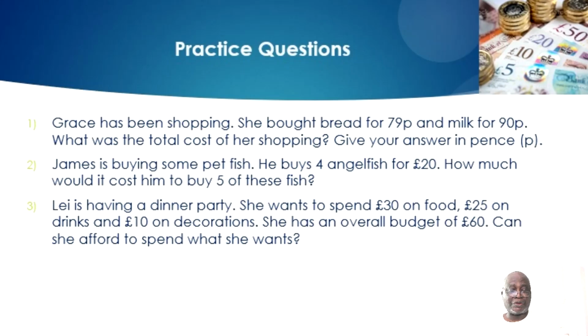For example, question 3. Lee is having a dinner party. She wants to spend £30 on food, £25 on drinks, and £10 on decorations. She has an overall budget of £60. Can she afford to buy what she wants? How would you solve that problem? Think about it for a minute.